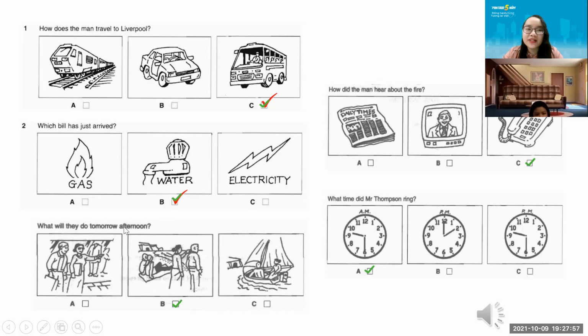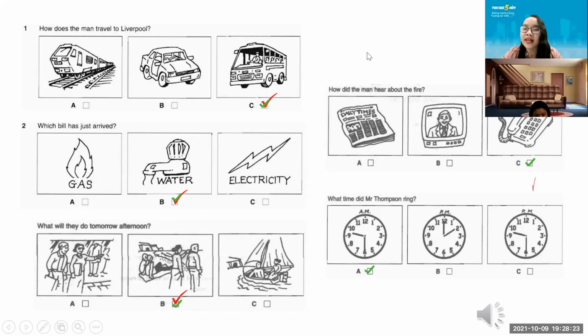Three, what will they do tomorrow afternoon? Rồi cái chỗ này nếu như mà con không tập trung nghe thì có thể sẽ hơi lằng nhằng chút xíu. Rồi, họ nói là họ sẽ quay trở lại đây vào ngày mai, nhưng mà buổi sáng thì họ sẽ đi mua sắm rồi sau đó mới quay lại chỗ này. Rồi và ngay đầu tiên thì họ sẽ nói là đây là một cái bãi biển. Vậy thì hình B sẽ là hình chính xác nhất. Good.